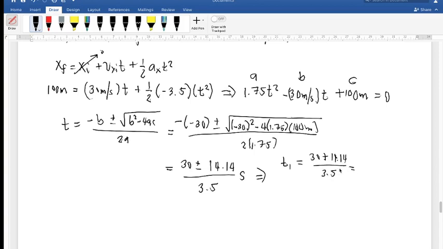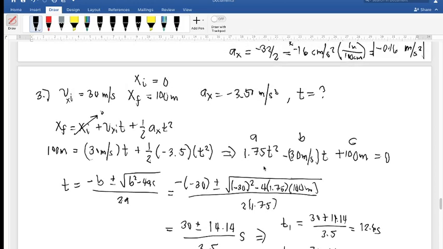So how much is that? So that is 12.6 seconds. Then how about your t2? So your t2 is just equal to 30 minus 14.14 divided by 3.5. So how much is that? So that is approximately 4.53 seconds. So how will we decide which is the correct time?